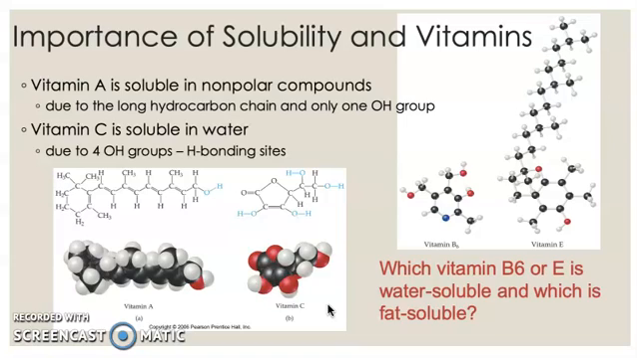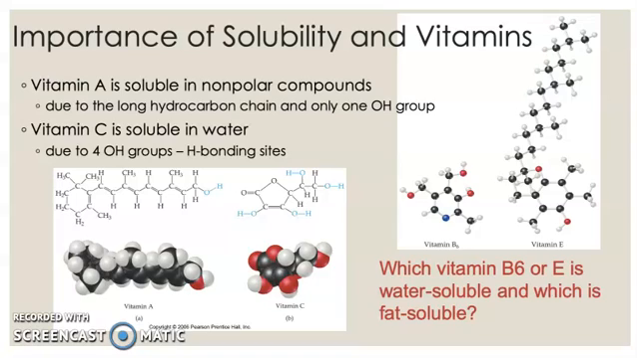If you've heard of fat soluble and water soluble, those are your different vitamins. So vitamin A is soluble in nonpolar compounds. Your fat is nonpolar. So vitamin A would be a fat soluble compound because of that long hydrocarbon chain that makes it nonpolar. So this vitamin A would be fat soluble, vitamin C would be water soluble. So if you look at vitamin B6 on the left here and vitamin E on the right, see if you can guess which one would be fat soluble and which one would be water soluble based on what they look like.